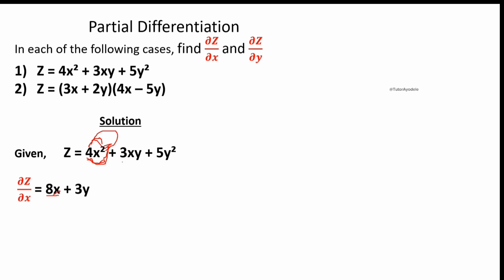What about this part? This part, we have x too. X is also here, so I will differentiate it. And how will I go with that? I will go with this by keeping y constant.